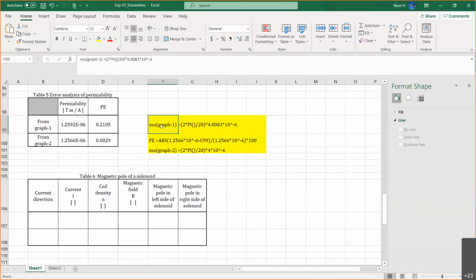This is the equation for graph 1 and then graph 2, okay, right here. And then the percentage error equation. All right, so let's take a quick break. Question.